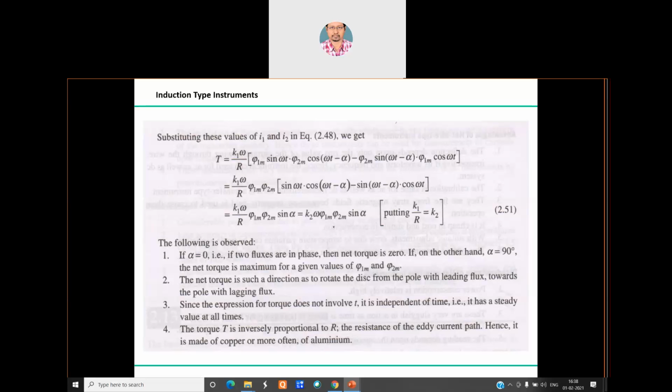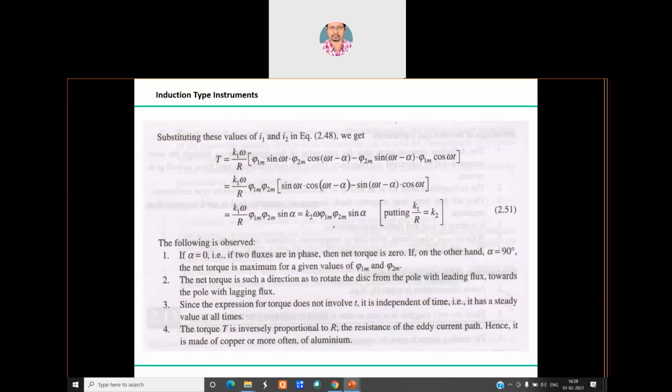Now, the net torque acts in such a direction as to rotate the disk from the leading flux pole towards the pole of the lagging flux. It's a simple thing. Since the expression of torque doesn't involve time, it is independent of time. This is the biggest advantage. It has a steady state value, a fixed value you can attain all the time. It doesn't matter whenever you use this kind of instrument for measurement purposes. It is independent of time variation. One of the major advantages.